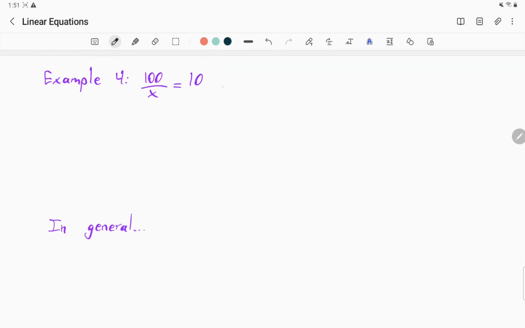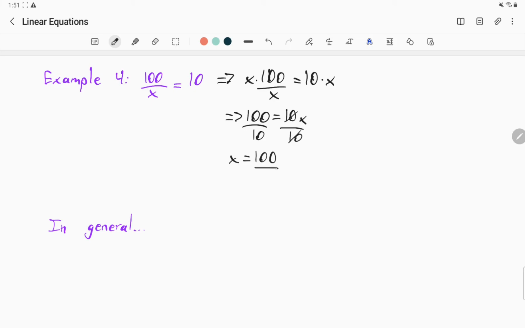I'm going fast now, but this is our fourth example. What's the first step? Remember, math is all about algorithms like that. 100 over x equals 10. Okay, what's our first step? Multiply both sides by x. You get x times 100 over x equals 10 times x. 100 equals 10x. Divide both sides by 10. You get x equals, what's 100 divided by 10? That is just 10. So x is 10.